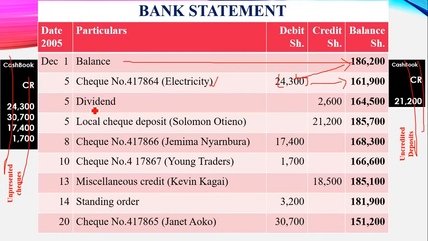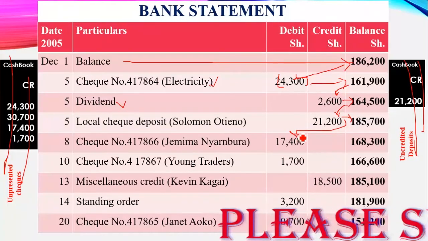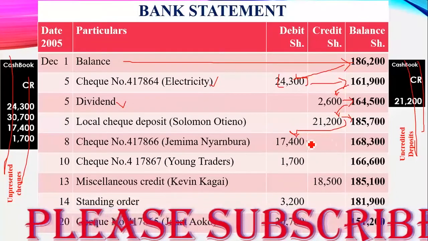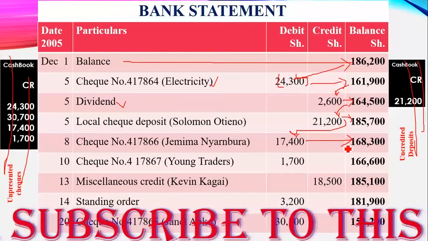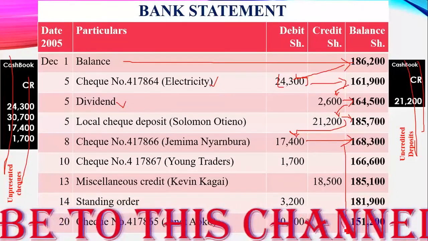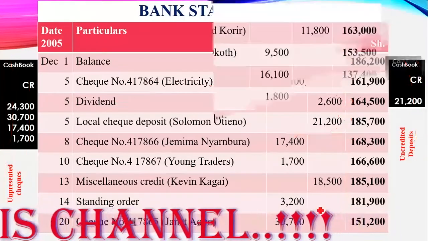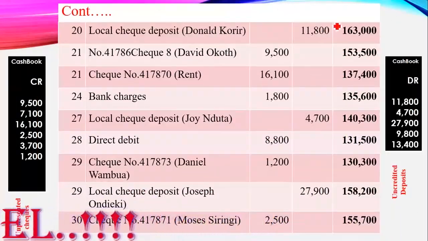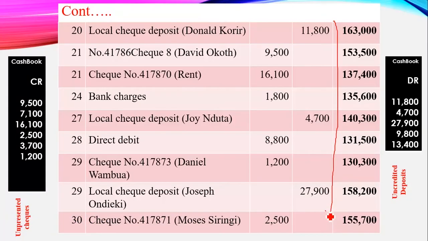Then you go to date 5. There is dividend. Is it an income or an expense? Again, it is credited, meaning it is an income. So it is going to increase. So you add 2,600 to get 164,500. You add 21,200 to get 185,700. Then you minus 17,400 to get 168,300, etc., to the last transactions. It continues to the end. So you do the same until you get the balance.